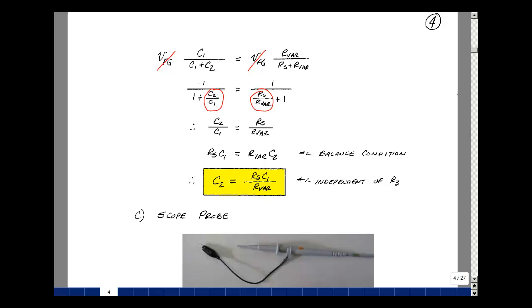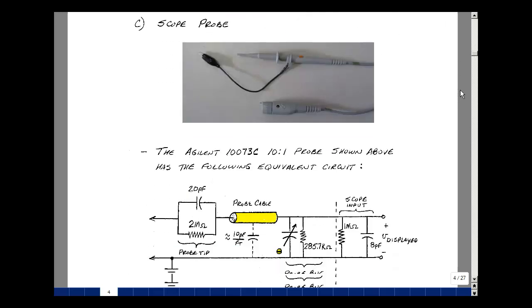So whether we have an ideal or non-ideal meter, we still get the same balance condition in our Wheatstone bridge, and now this in our impedance bridge. Now this idea is used in the scope probe. Let's take a look at what we're going to use in lab. This is going to be an Agilent 173C 10-to-1 probe, shown here. And what's inside of it is the following.